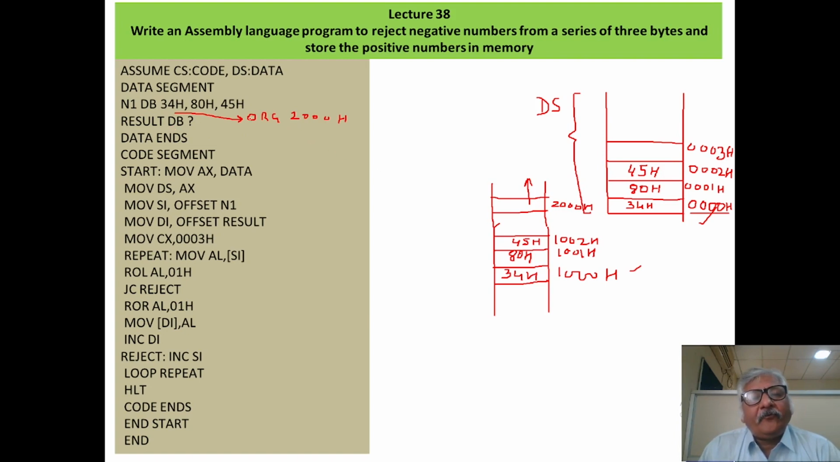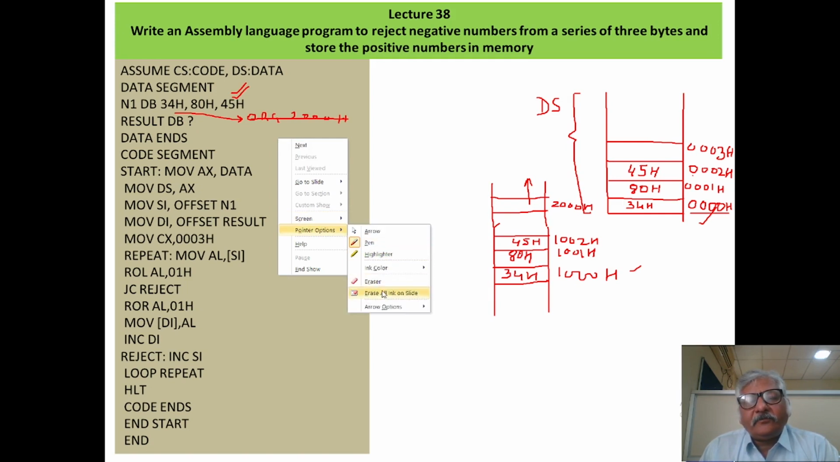And if we have not written this ORG, then after our last data, the next offset address will be assigned for the result, right? So for example, our data 45H is stored at offset 0002H. So the next offset, 0003H, will be assigned for the result. So in this way we can use this ORG directive.